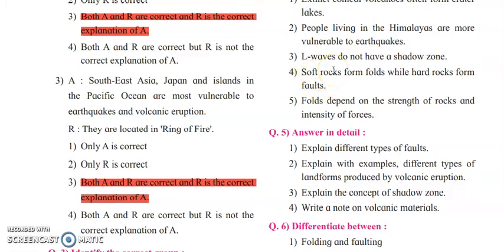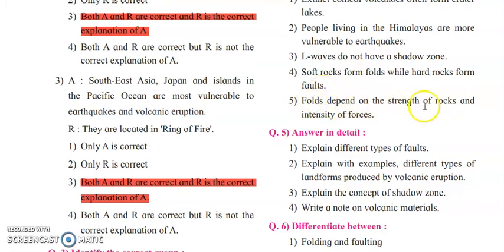But some rocks are such which are very hard. Okay, instead of folding, they break down, but they are very rigid. So because of that, the hard rocks never form a fold. They always break down and it creates a fault.